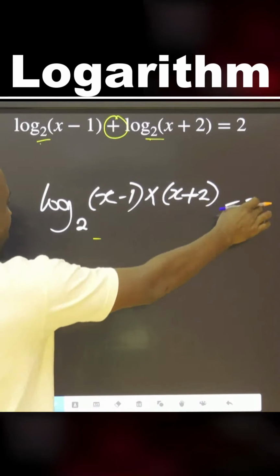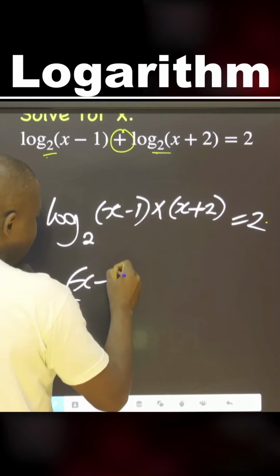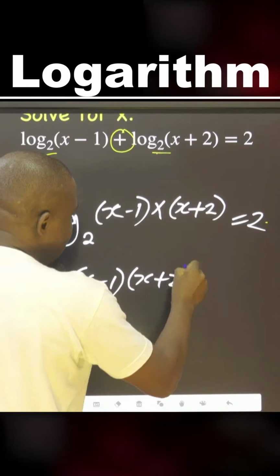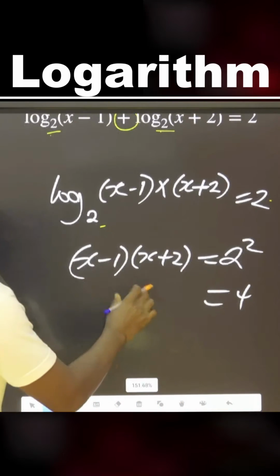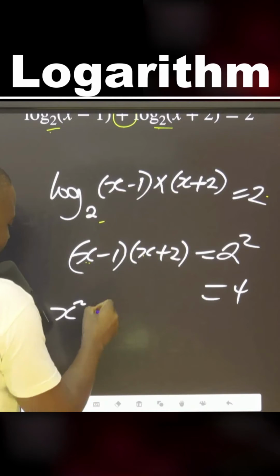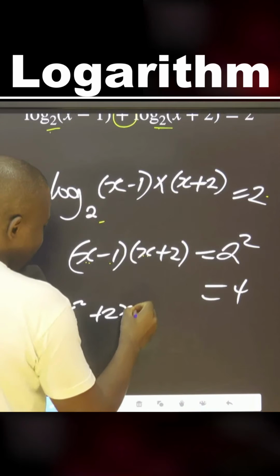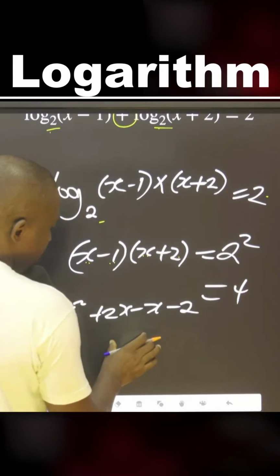So these two will come here to carry this. You agree with me? You're going to have this raised to power 2 equals 4, okay? We expand this now to have this multiplied by this x squared, this multiplied by this 2x, this multiplied by this minus x, this multiplied by this minus 2 equals 4.